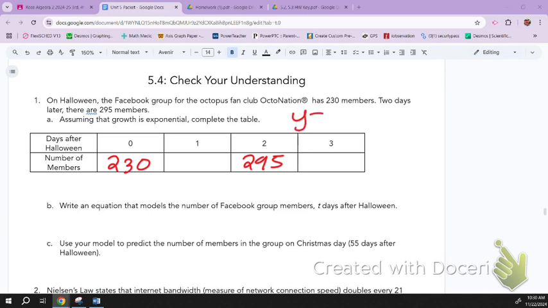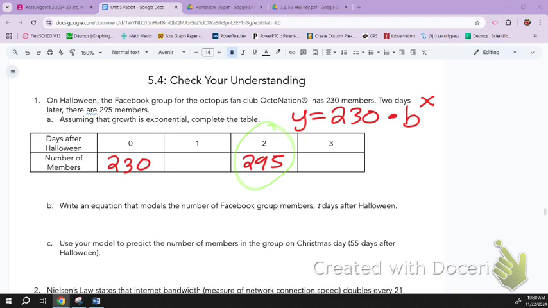Do we know our A value? Yes, we know our A value. It's 230. But I'm having a hard time finding the B value. Do I know another point? Yes. Okay? Watch carefully. We're not just going to round. We're going to solve for it algebraically.